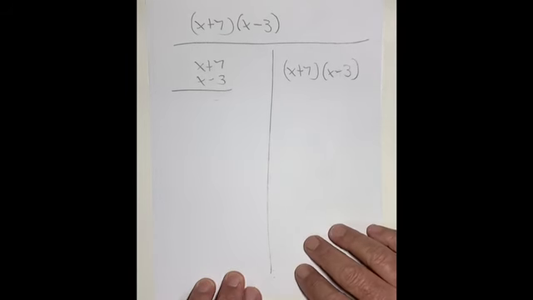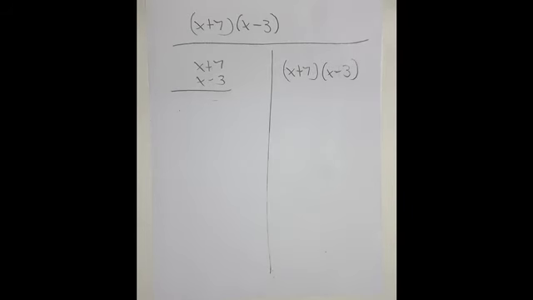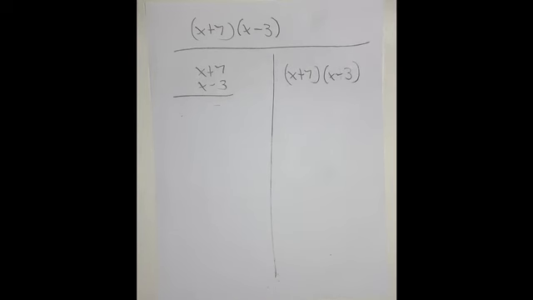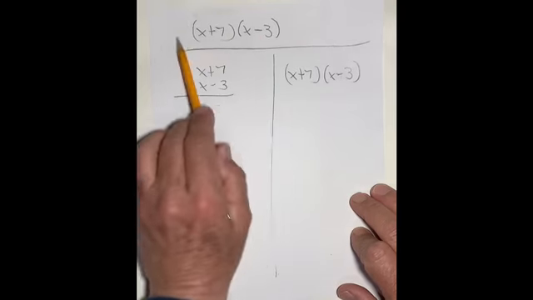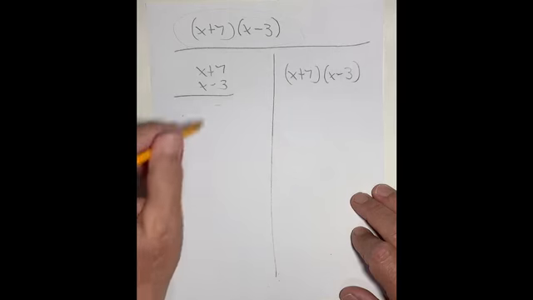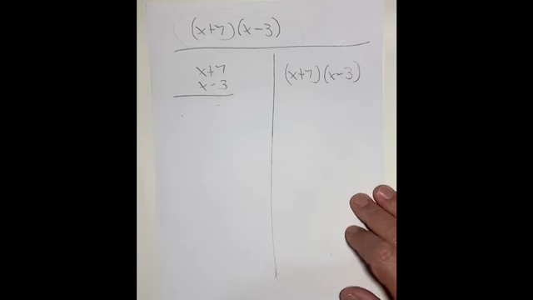All right, let's talk about factoring. One of the keys to factoring is to consider where those factors come from. And when you think about it, if I'm going to multiply something like x plus 7 times x minus 3, I could stack them and multiply them just like I multiply anything.